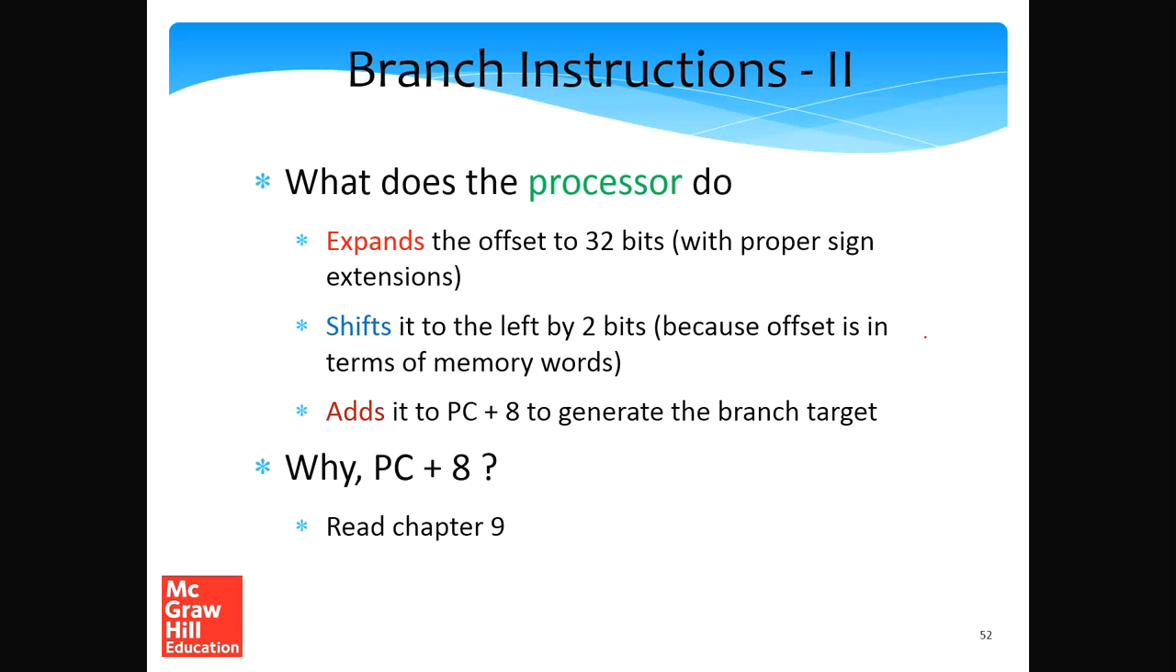So for the branch instructions, what does the processor do? It expands the offset to 32 bits with proper sign extension. It shifts it to the left by 2 bits because it's in terms of memory words. And it adds it to PC plus 8 to generate the branch target. Before you ask me, let me tell you why PC plus 8. This is sort of non-intuitive, right? But we are not in a position to answer this. You need to wait till chapter 9 for the answer to this question.